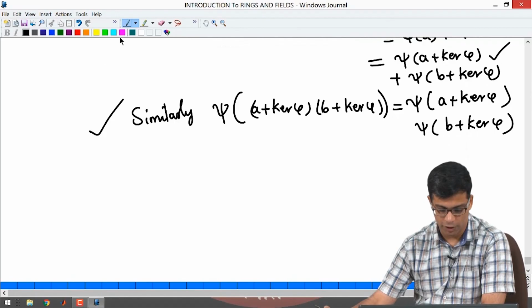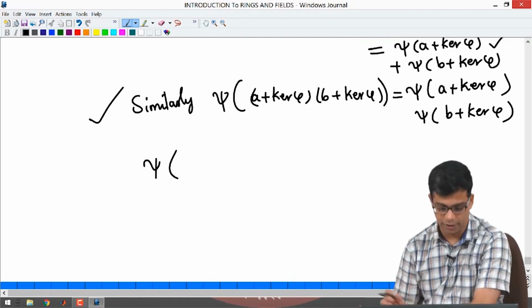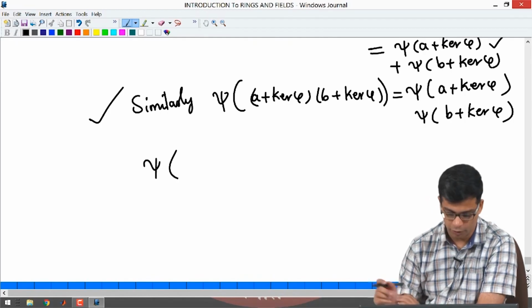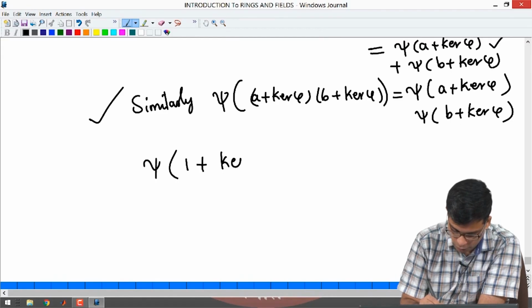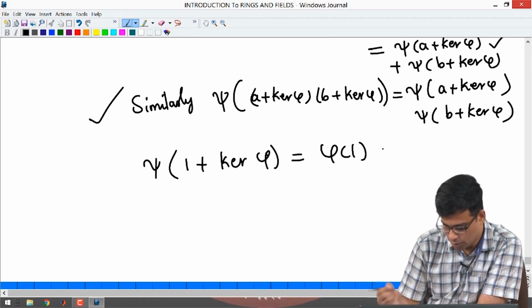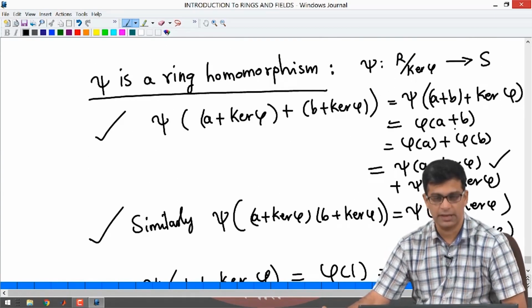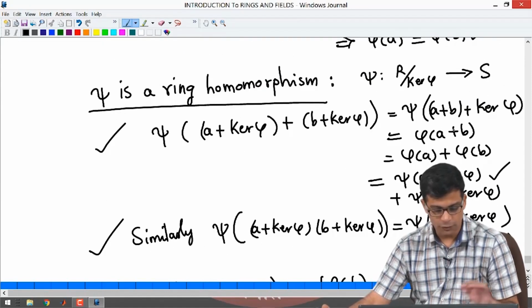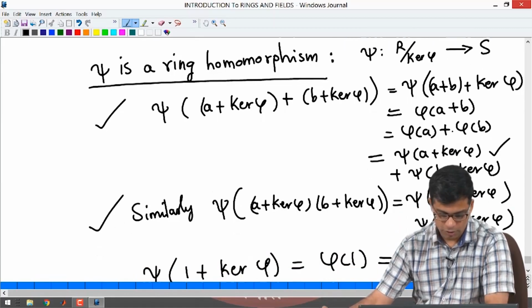What is the third property of a ring homomorphism? We want to check that psi of the identity element is the identity element. What is the multiplicative identity element of R mod kernel phi? It is by definition 1 plus kernel phi, and psi of this is by definition phi of 1, but phi of 1 is 1. So this is also okay. In other words, psi is a ring homomorphism. So far we have a ring homomorphism.